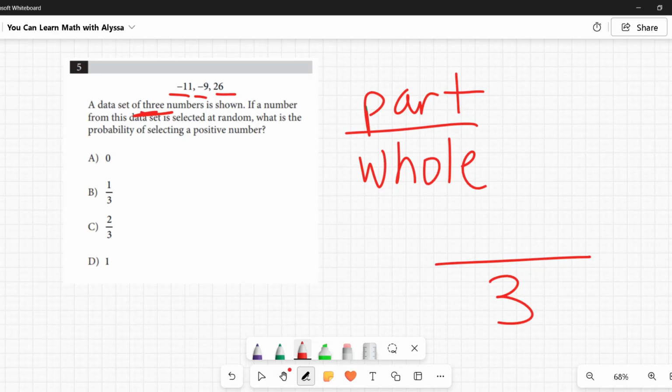Okay, as I was saying, we want the part out of the whole. So the positive number is the part we're looking for. How many positive numbers are there? Just one. So that part, that option, there's only one. One option of a positive number out of 3 total possible options. So that's all we have to do. B, 1 out of 3 is my answer.